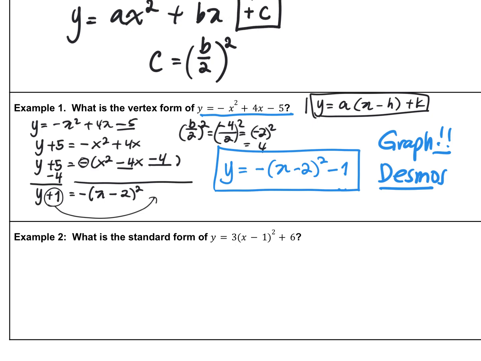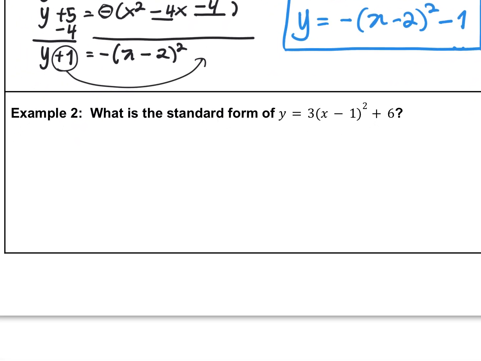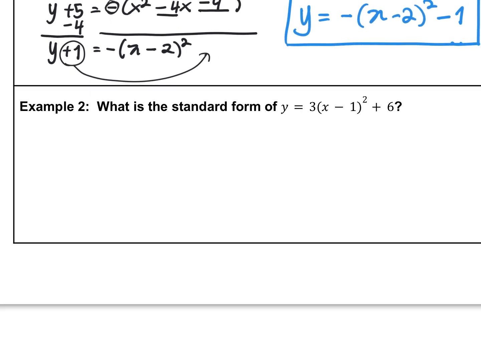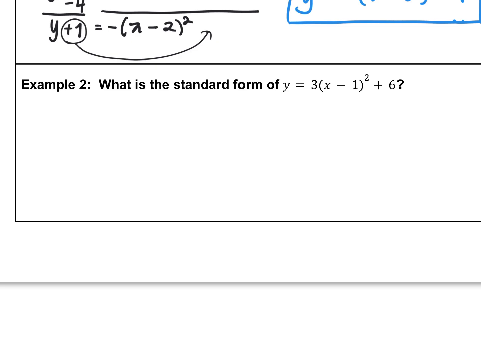Okay, number 2. What is the standard form of y is equal to 3 times (x minus 1) squared plus 6? If you look at this one, this format is actually not standard, but this is what you call your vertex form. So we're going to now convert this vertex form into a standard form. So step 1, we're going to just simply rewrite our equation first.